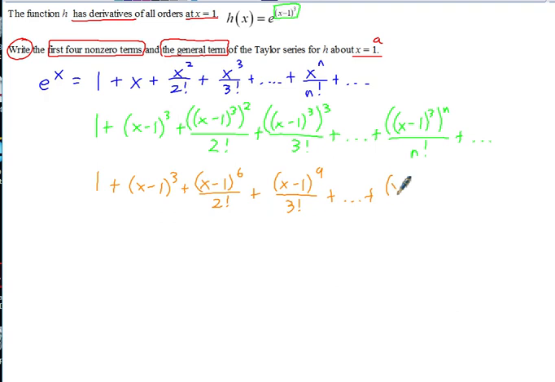And then we have x minus 1. Just like we multiplied the exponents here, you multiply 3 times n, so x minus 1 to the 3n over n factorial plus dot dot dot. All right. So there are our first 4 non-zero terms and the general term for the Taylor series about x equals 1.